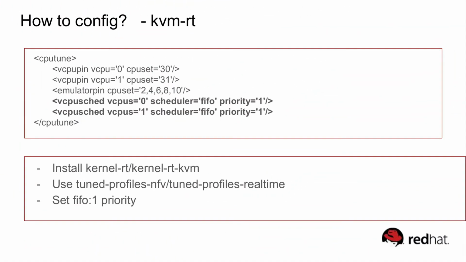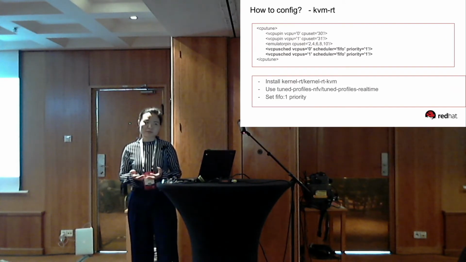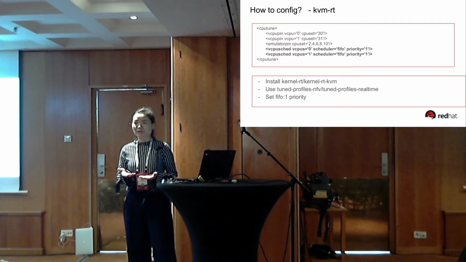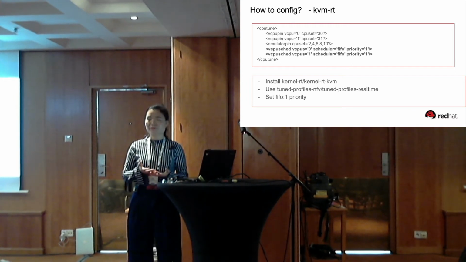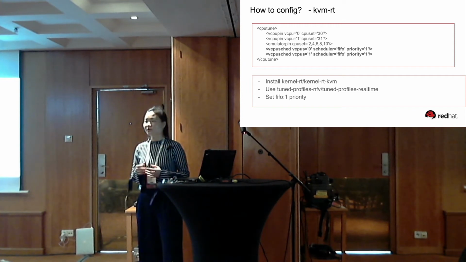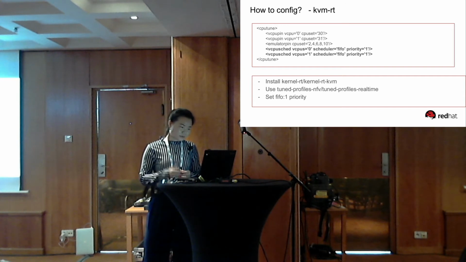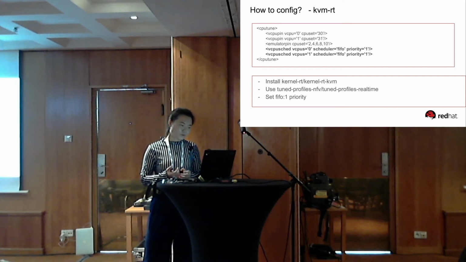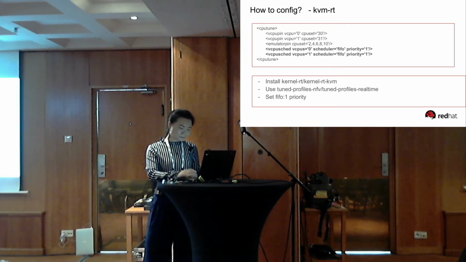This is KVM-RT. Actually, with KVM-RT, we didn't use more resources, just the configuration is different. This is a VM where we add all the CPUs to FIFO priority 1. We need to install the kernel-rt packages and the kernel-rt-kvm packages, and also use FIFO priority 1 for all the PMD threads.